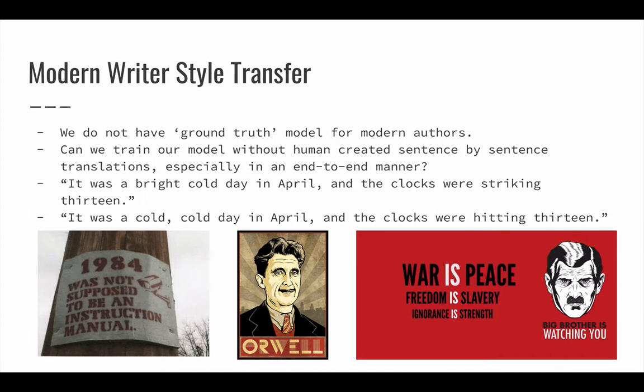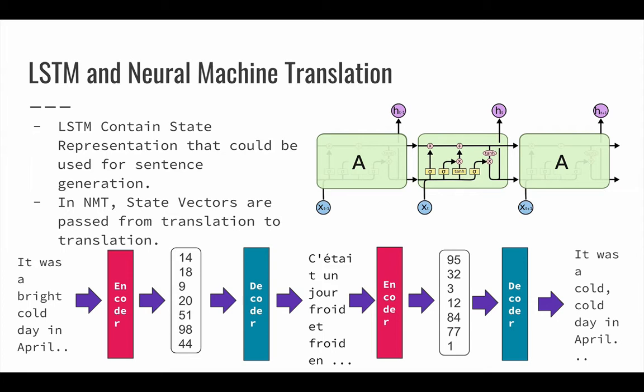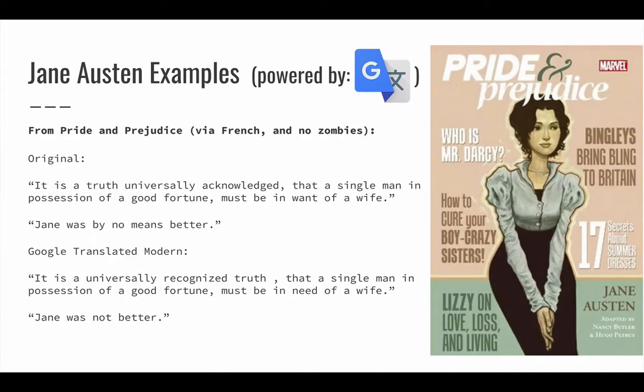One of the main challenges of this project is that for modern authors, we do not have the ground truth text to train our style models on. For this, we will use a neural machine translation model which translates the author's text into a different language, then translates it back into English to strip away style. This is similar to a service such as Google Translate. As an example, here we see some text from Jane Austen's Pride and Prejudice in its original form and what we get when we translate it to French and back to English.